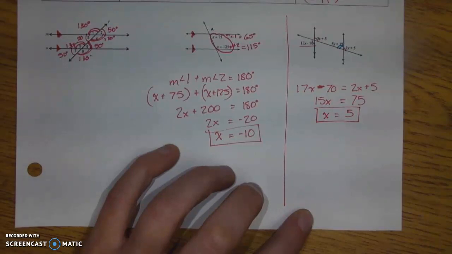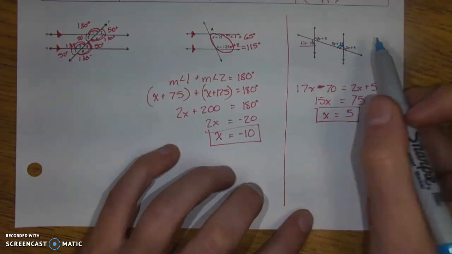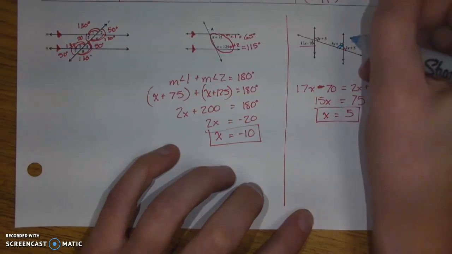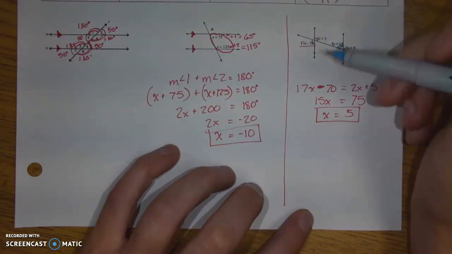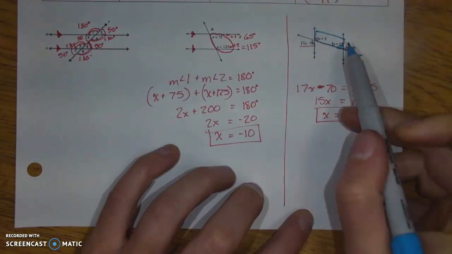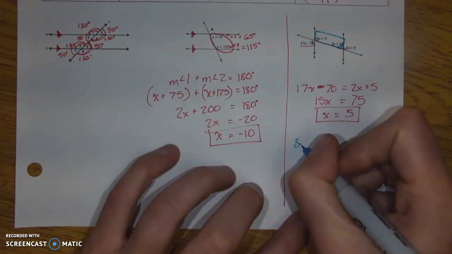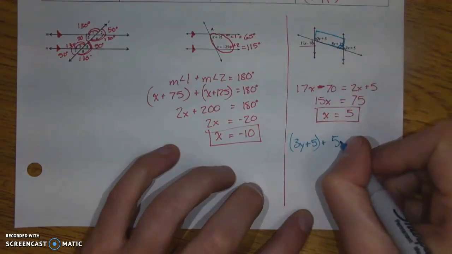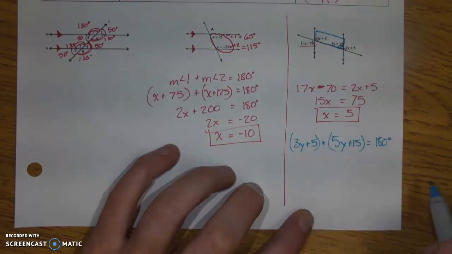Now for the second part of the equation, I could solve this a couple different ways. For instance, I could put x in and say, well, since x is 5, that would be 2 times 5, or 10, plus 5, which would give me 15 for this angle here. And I could use that to solve for this angle, and I could go through those steps. Or I could take the formula that we had above and say, well, these are consecutive interior angles, so that means that 3y plus 5 plus this one, 5y plus 15, is going to equal 180. And I can solve it this way.